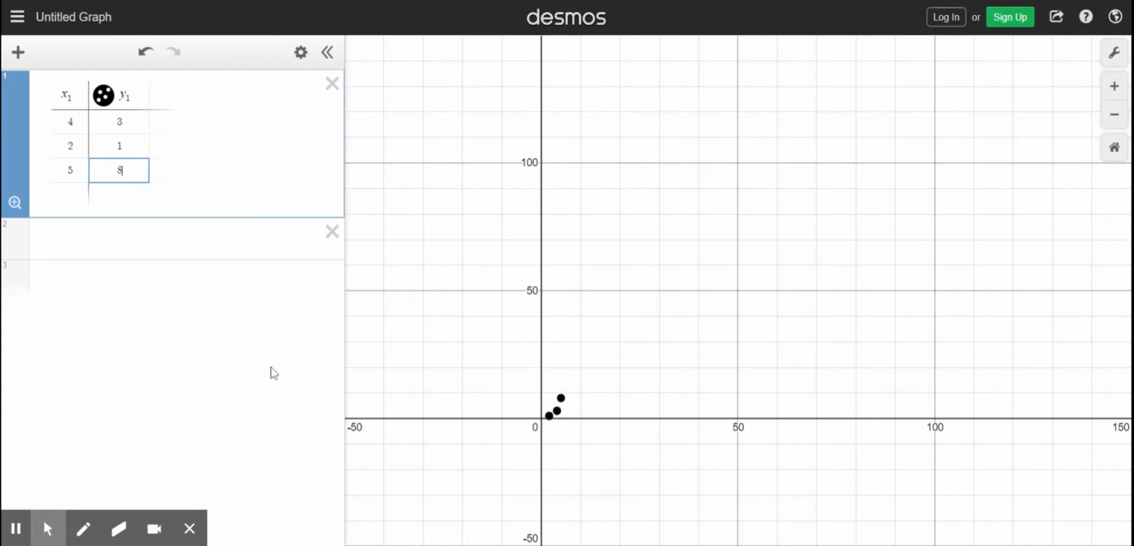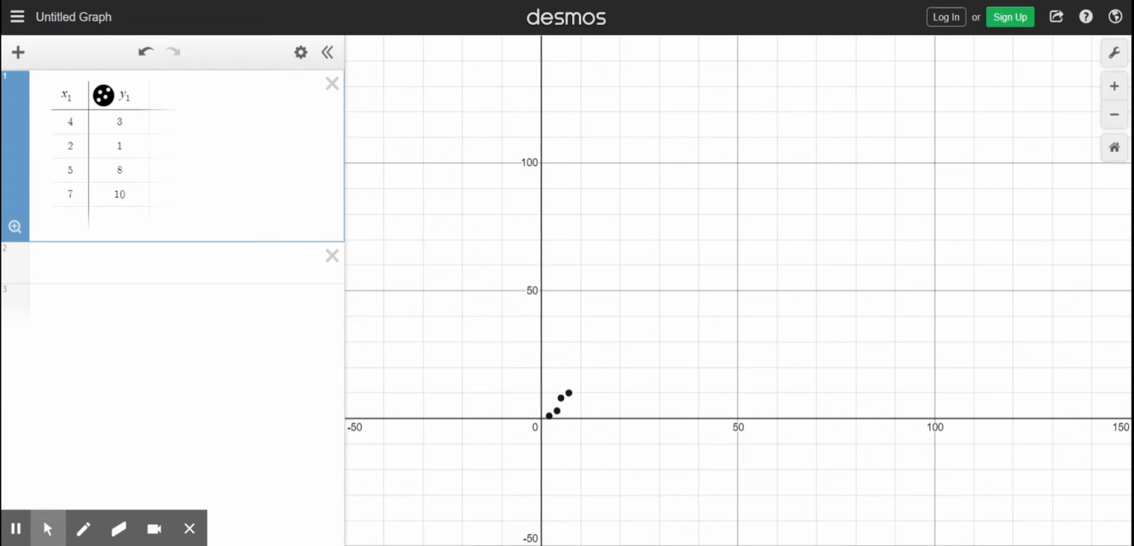Okay, and you can see I have a scatter plot that's coming down here. I want to know some information about this. I want to be able to make some predictions based on this scatter plot. And I should probably add one more point. There we go. Okay. So I want to make some predictions based on this scatter plot.